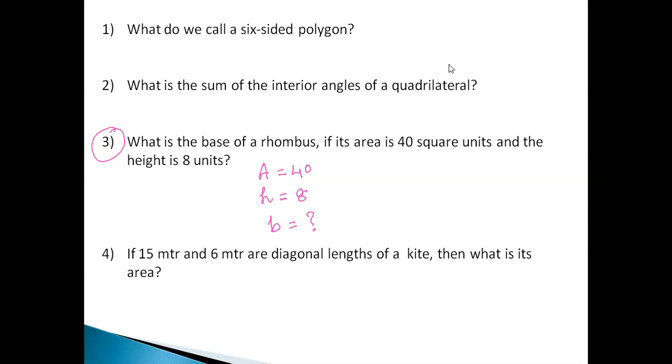I hope you know the formula is area equals base into height, right? You know the base, so you just divide it. So 40 divided by 8, that's it, 5 units. Do you guys understand? Yes, sir.